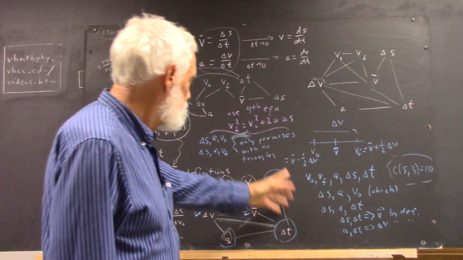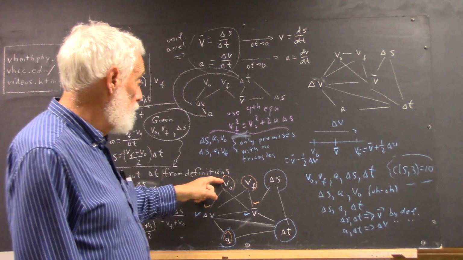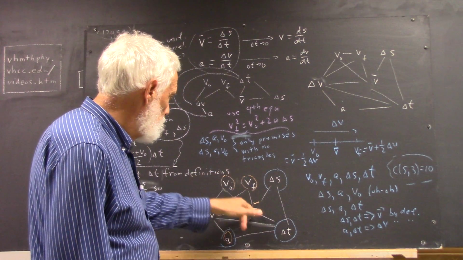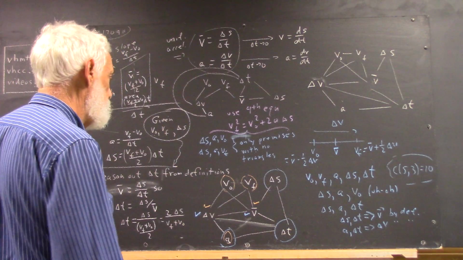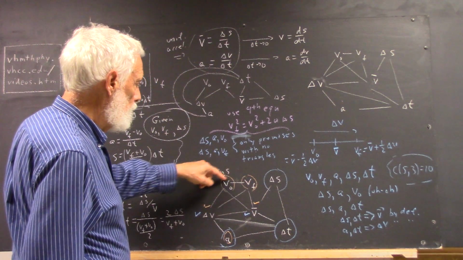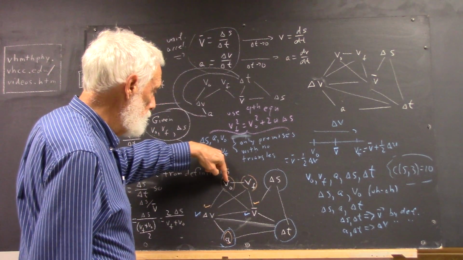We can do a schematic that shows us how the reasoning process works. If we know V naught and VF, we can put them together to get delta V. We can put them together to get V bar. And of course, if we know delta V and V naught, we can find VF. If we know delta V and VF, we can find V naught.